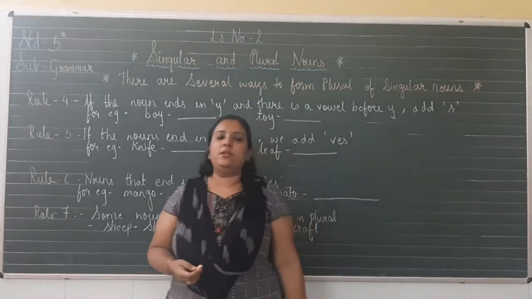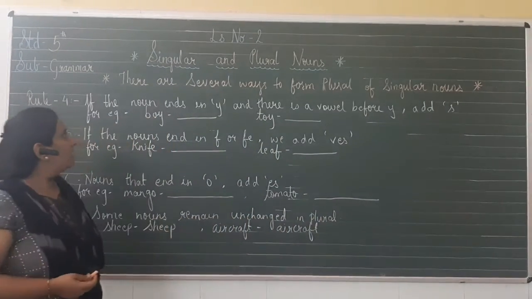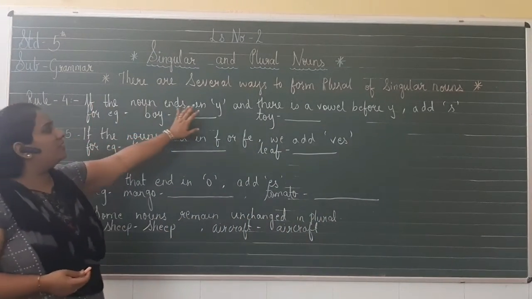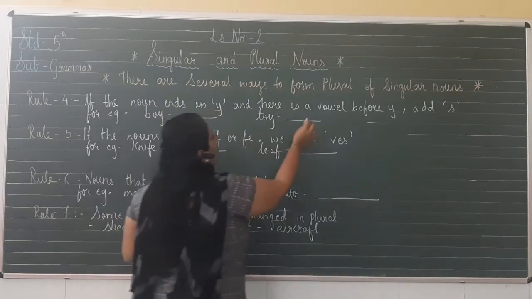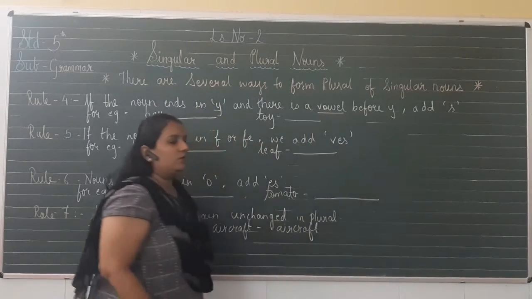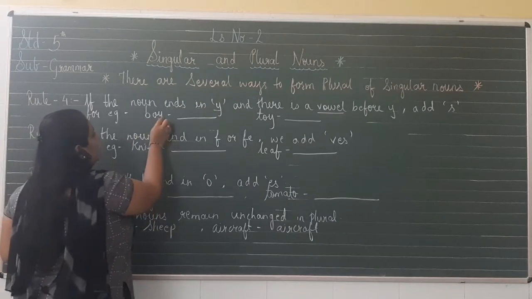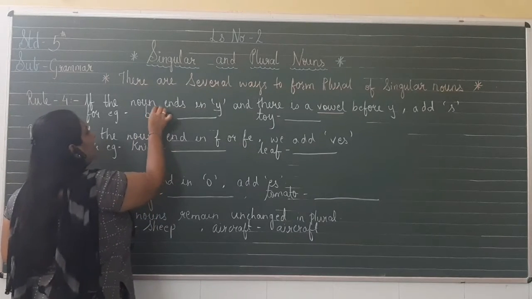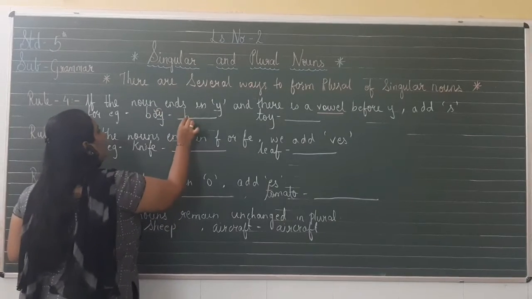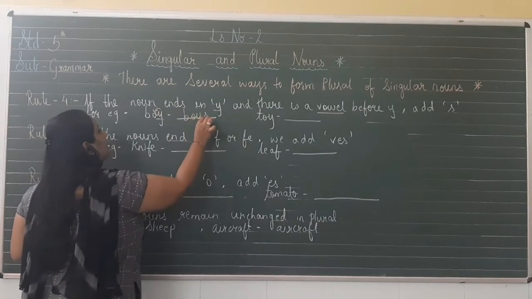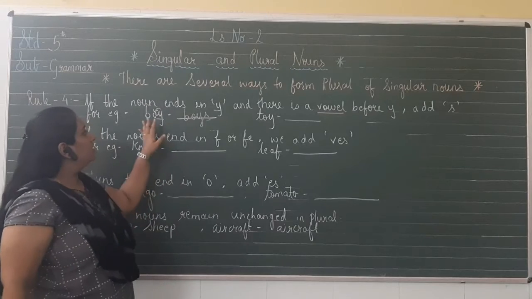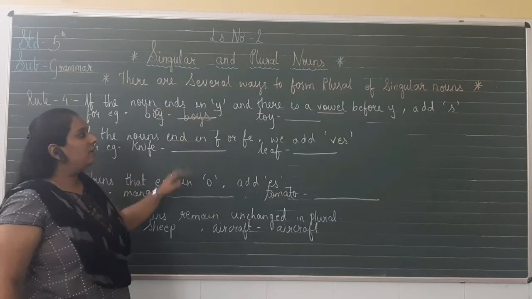Now let us have a look at rule number 4. What does it say? It says that if the noun ends in y and there is a vowel before the y, what do we do? We add s. For example, boy. The noun is ending in y and there is a vowel before the y, o. So we add just s to make it a plural form. So boy will become boys in plural.